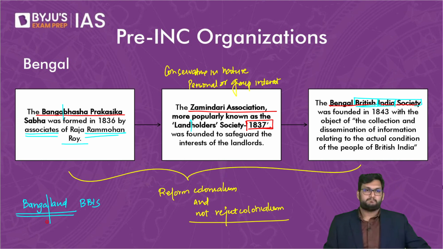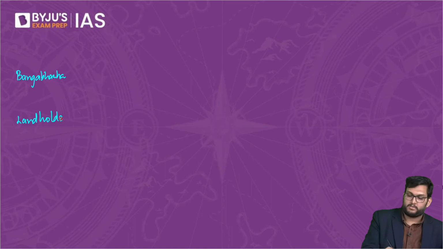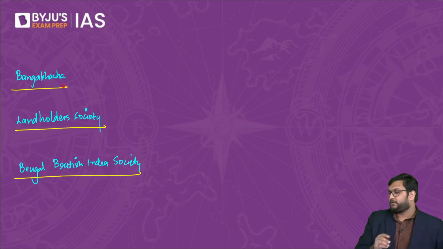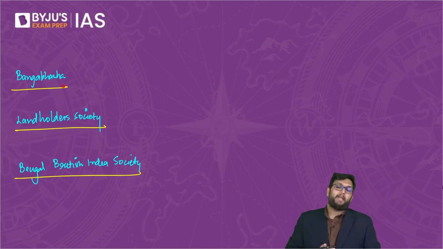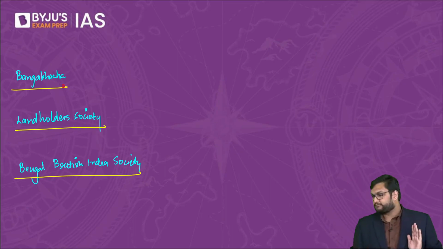Now, what is going to happen? What are the three we have discussed? Banga Bhasha, then Land Holders Society, and then you have the Bengal British India Society. What all of them want is just that the British should listen to them and should be able to help them. Can we all agree to this?